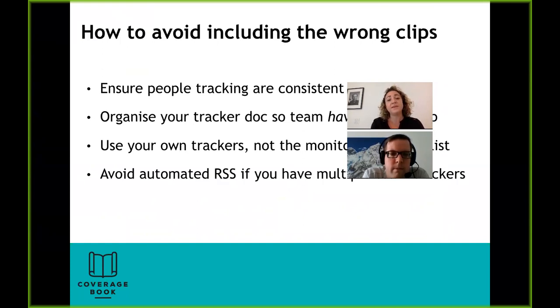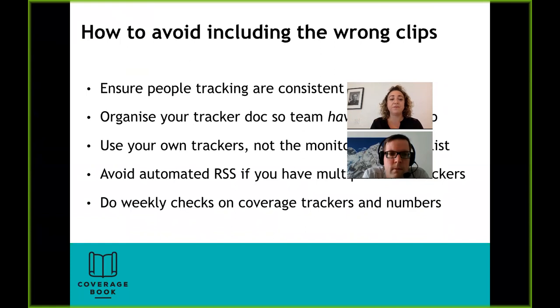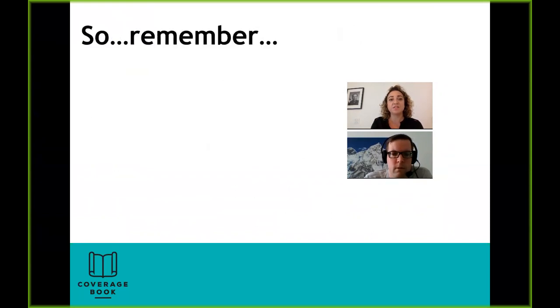As I mentioned, automated RSS feeds can be great to start you off with your tracker, but make sure you're reviewing it and filtering as well. And just make sure you're doing frequent checks on all of those trackers and the numbers so you can avoid those disasters. So that brings us to a close of our 5 areas to focus on if you're either revising, reviewing, or setting up your monitoring from the start. So hopefully they've been really helpful.